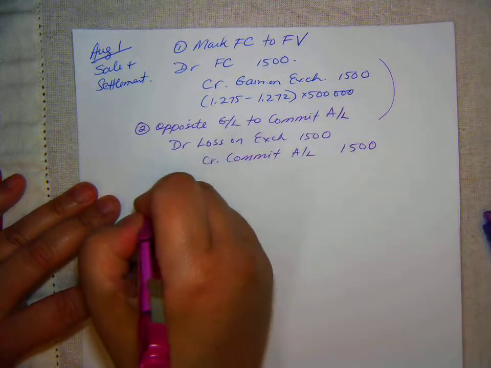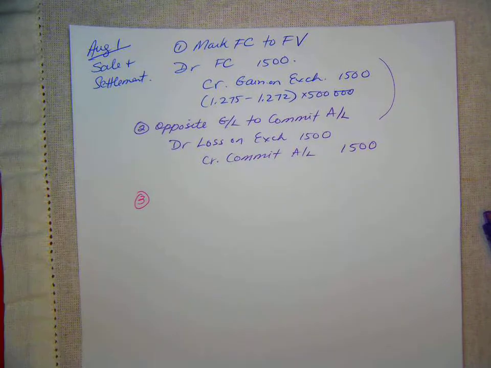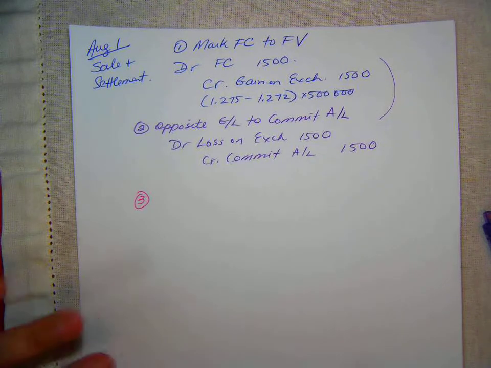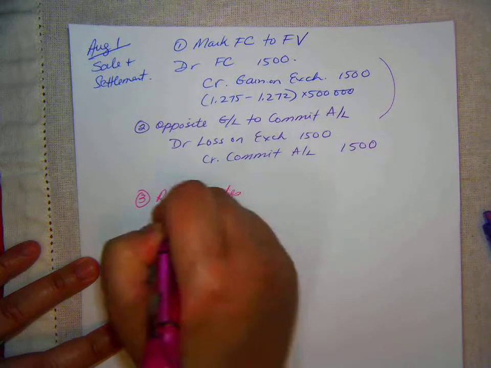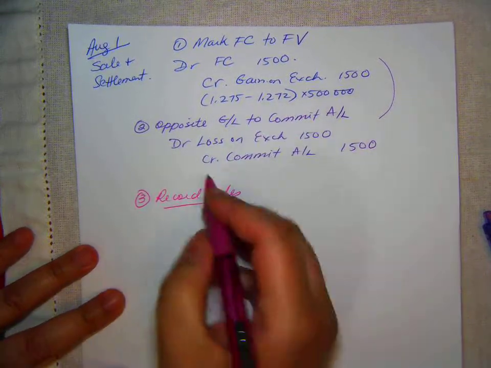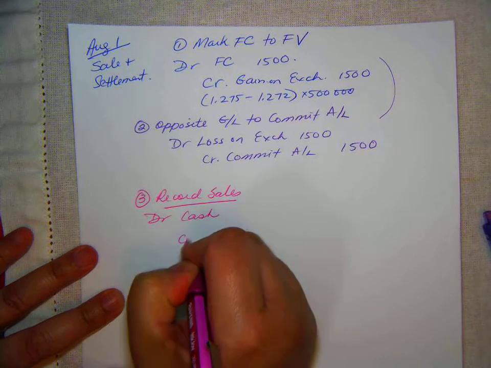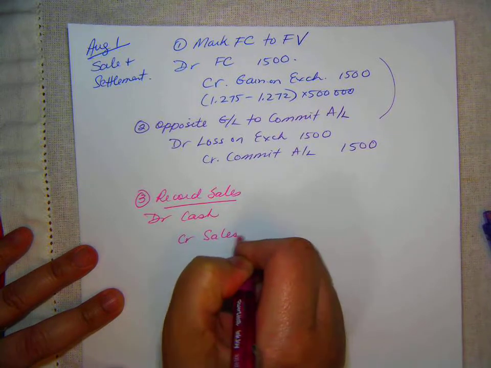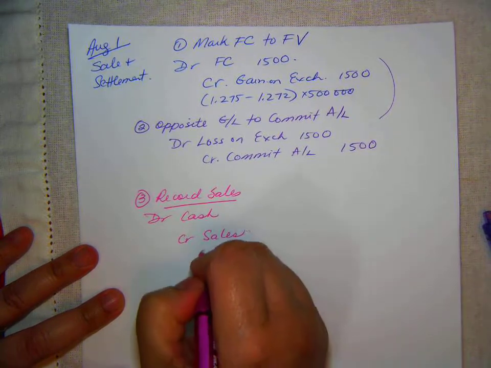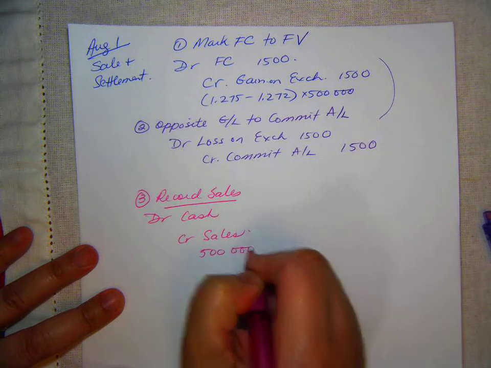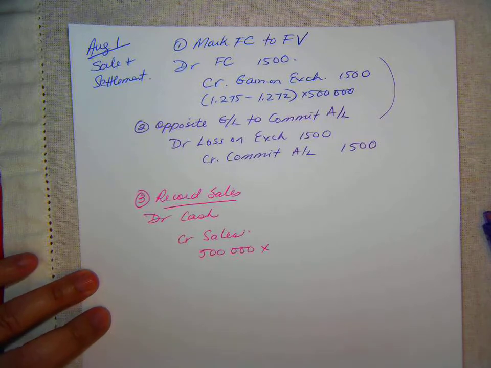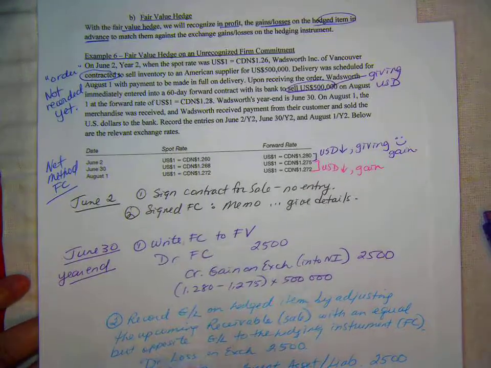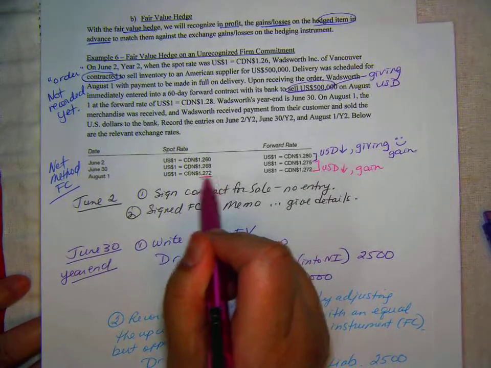So these two guys are always going to be paired. So now we can record the sale. I mean, the order doesn't really matter. You could have done the sale first, doesn't make a difference. Record sale. Debit cash. Credit sales for 500,000. And it's not a forward contract, so we should be using the spot rate today, which is 1.272.